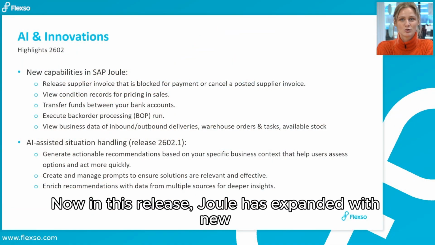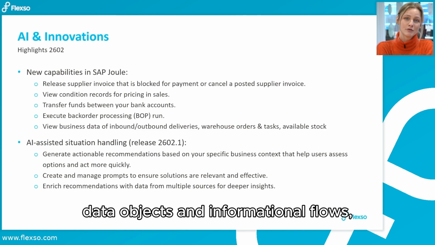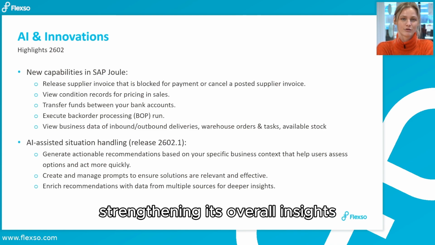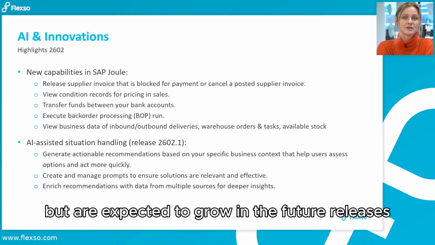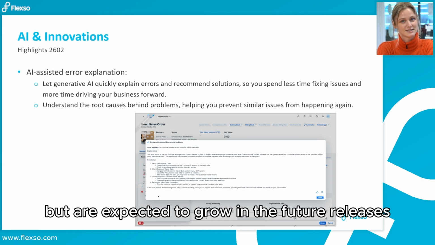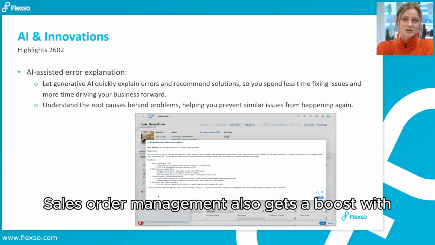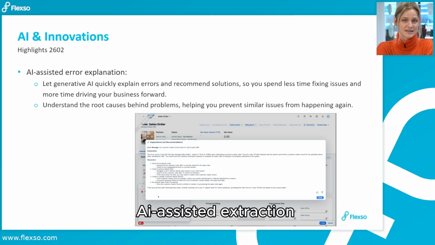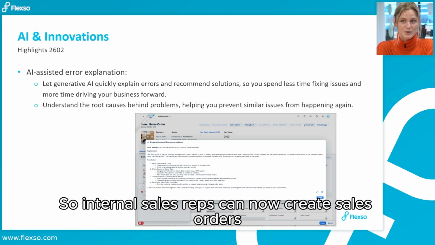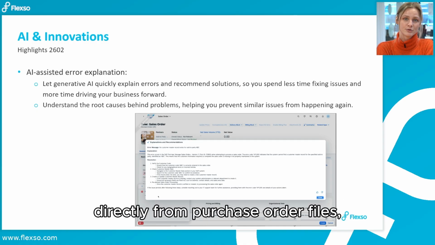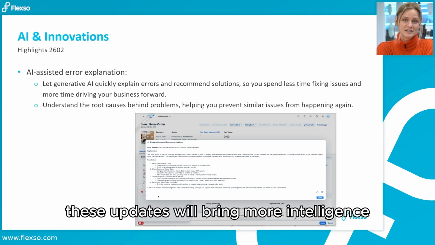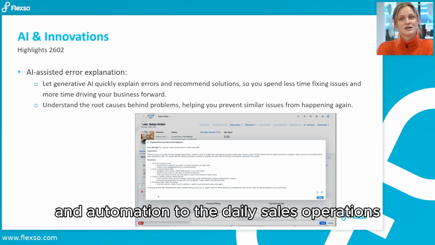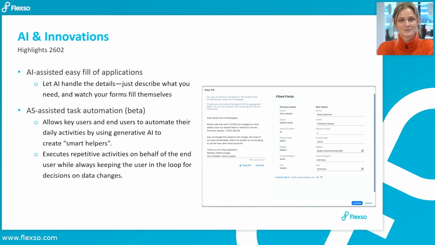Now in this release, Joule has expanded with new data objects and informational flows, strengthening its overall insights. Navigational and transactional functions remain limited for now, but are expected to grow in future releases. Sales order management also gets a boost with AI-assisted extraction. So internal sales reps can now create sales orders directly from purchase order files such as PDFs. Now this speeds up processing and reduces manual work. And together these updates will bring more intelligence and automation to the daily sales operations.